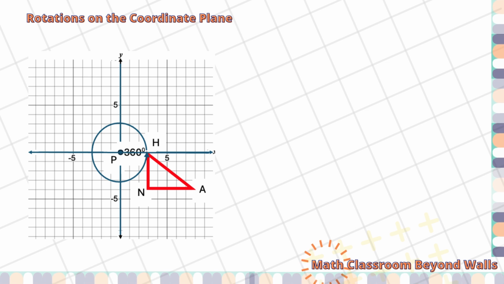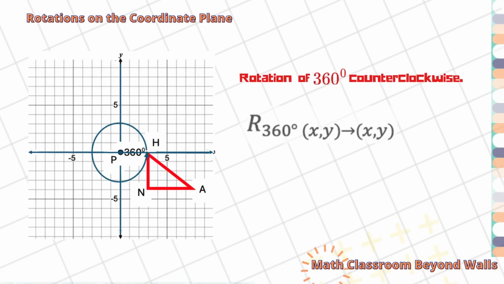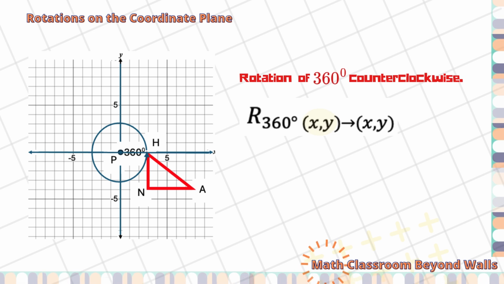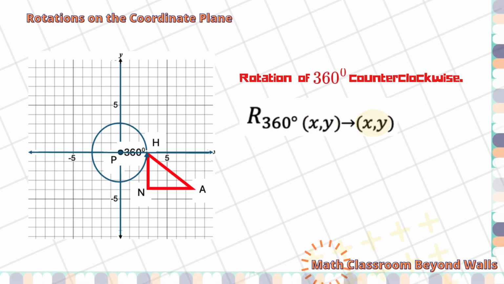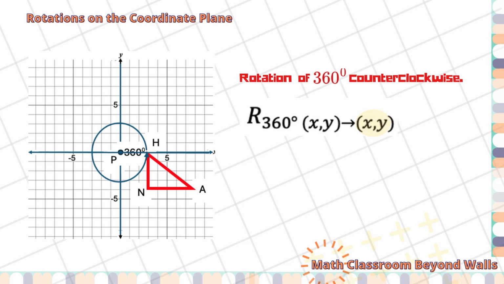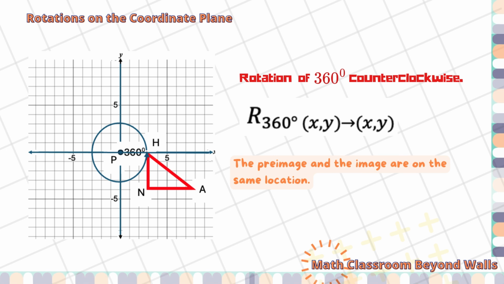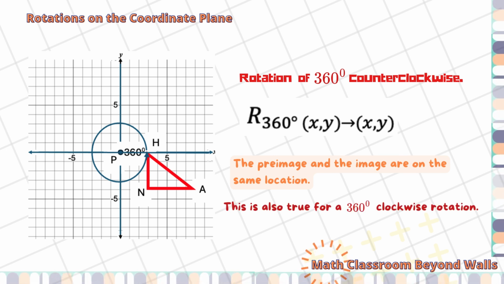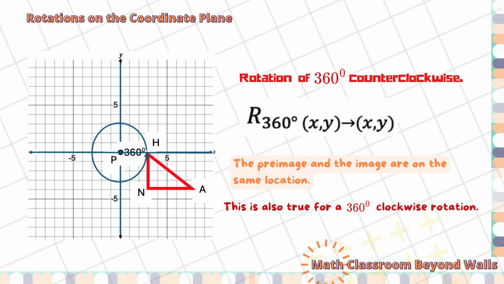So for the 360-degree counterclockwise rotation, this is the rotation rule. You will notice that the point (x, y) on the preimage is still (x, y) on the image. This is because after the rotation, the image landed on where the preimage was before the rotation. Thus we say that the preimage and the image are on the same location. Learners, this is also true for a 360 degrees clockwise rotation. The preimage and the image will be on the same location as well.